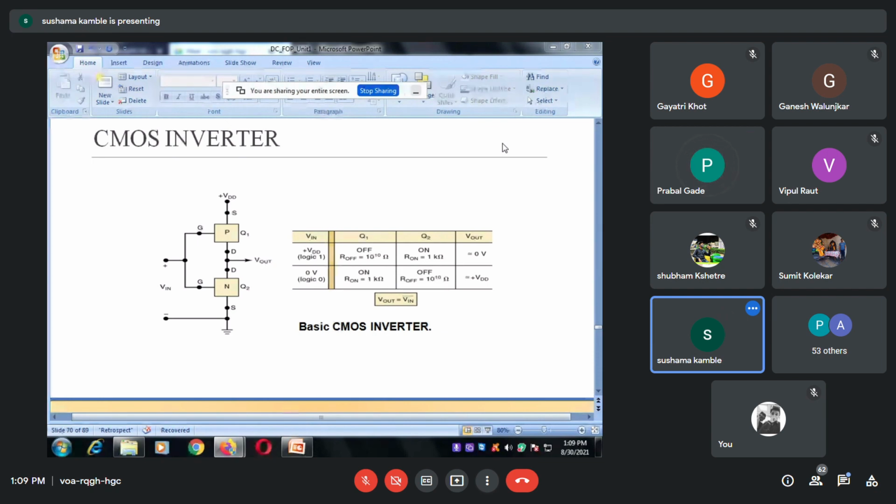Ma'am, whenever P-type is connected to VDD, then we get high output, and when N-type is connected to ground, we get low output. Okay. And if it were reversed, I would connect NMOS at the top and PMOS at the bottom. Is it depending upon VDD? Then it will be reversed.